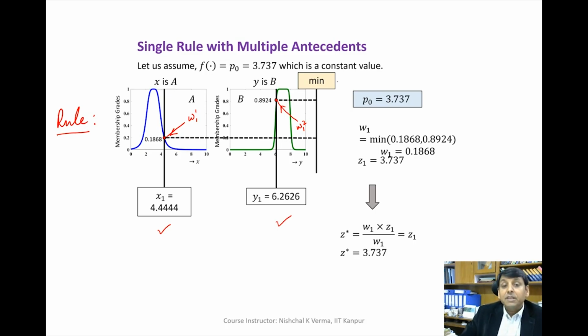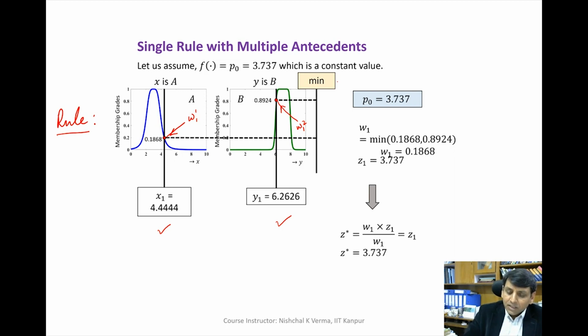Because we have the connective AND. So the connective in between the two antecedents is AND, so that's why we are taking min here. If we had the OR connective, then we would have taken max. For the AND connective we could also have gone for product. So it is up to us, depending on what is needed or what the preference is.